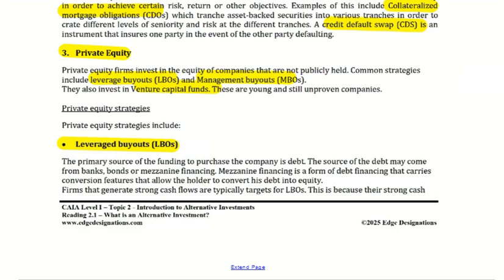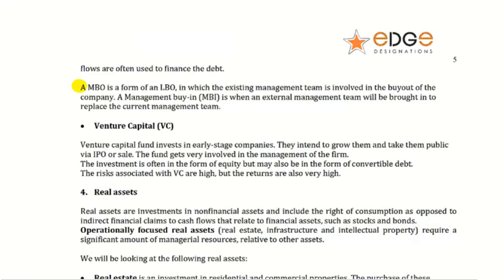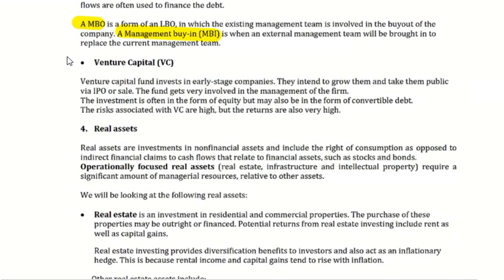Generally, to be able to effect a successful leverage buyout, the company that you buy generally needs to have strong cash flows. Why strong cash flows? So that they can fund the huge amounts of debt that have been taken on, in order to pay the interest and capital on the debt. An MBO is very similar to an LBO, but it's a situation where management are involved. In other words, who are the people buying out the company? The existing management team. And you can get an MBI, a management buy-in, when you bring in an external management team to replace the current team.